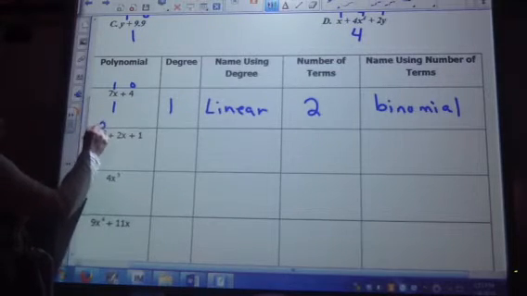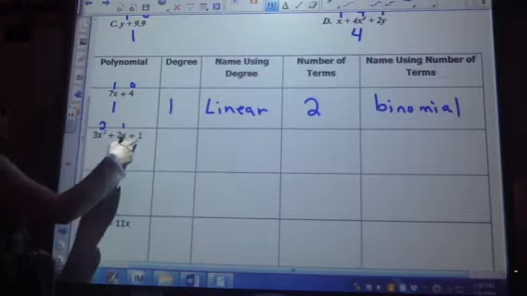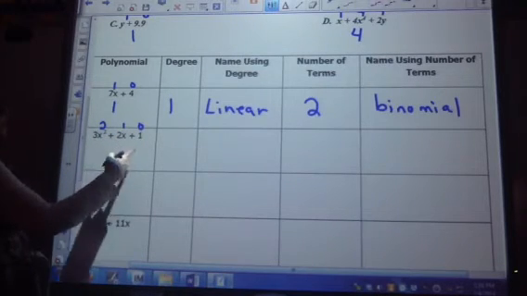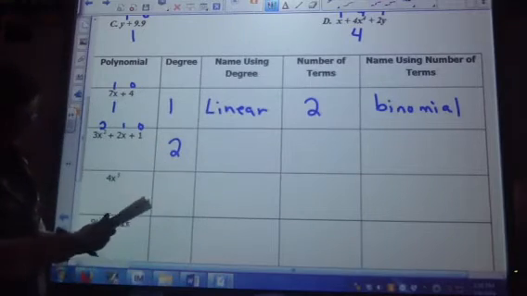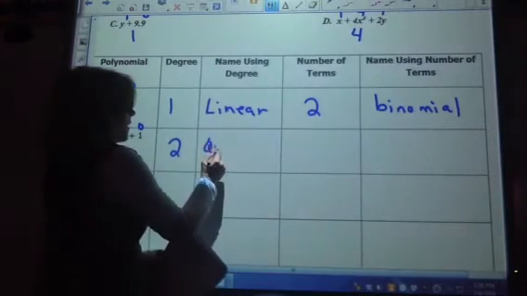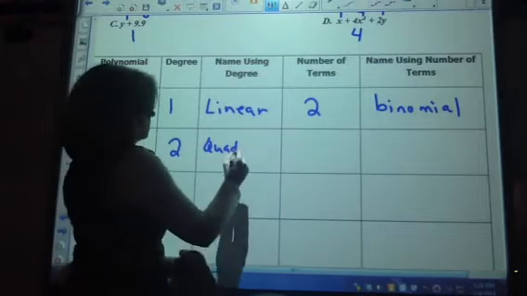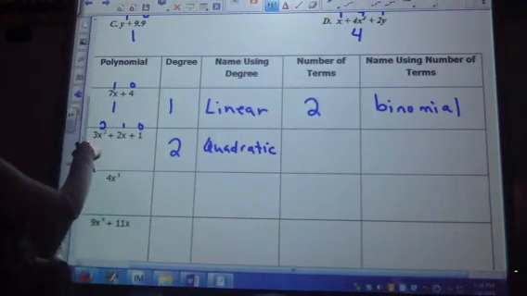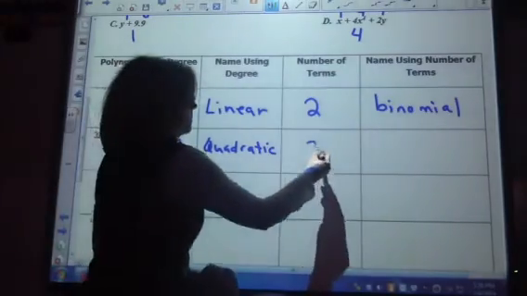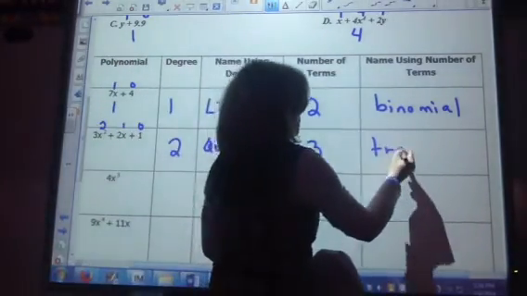Degree of this term is 2. Degree of this term is 1. Degree of this term is 0. So the degree of this polynomial, which is actually a trinomial, is 2. So when the degree is 2, it's called a quadratic. Number of terms, 1, 2, 3. This is a trinomial.